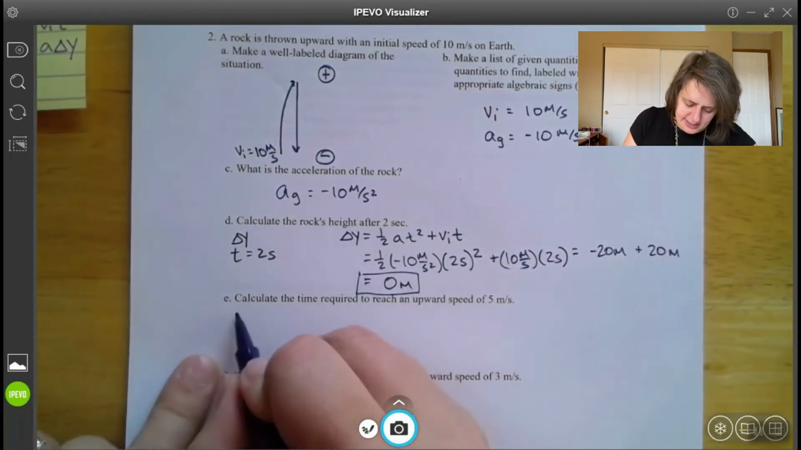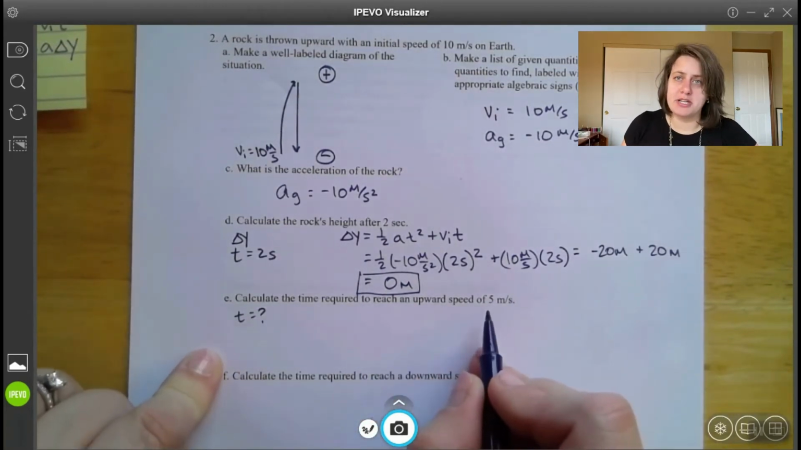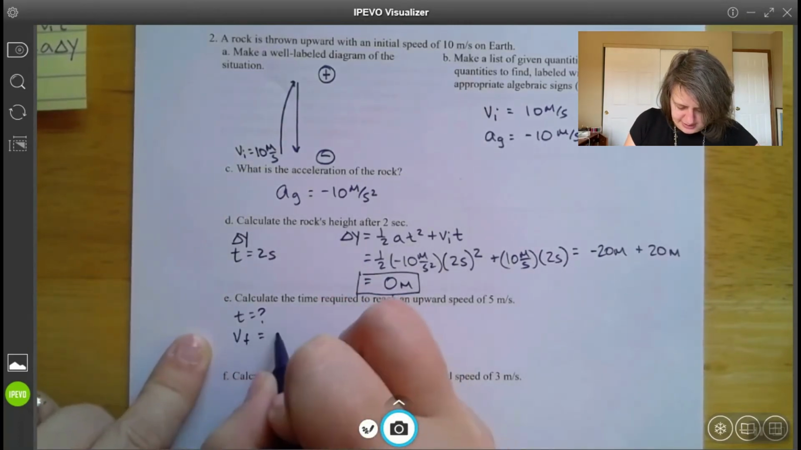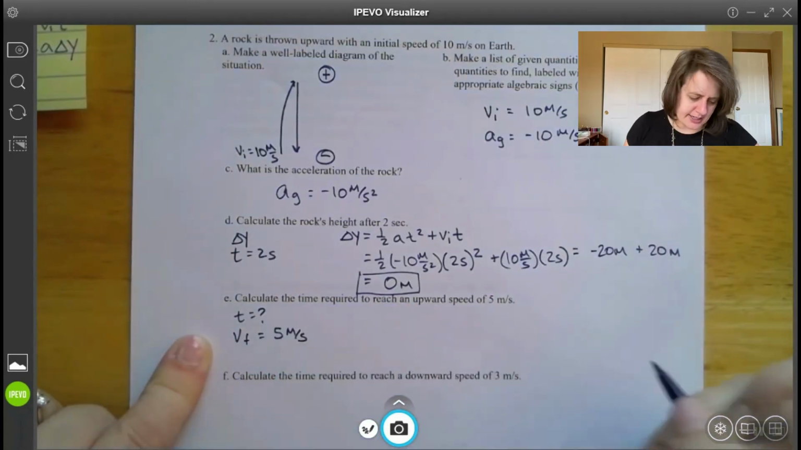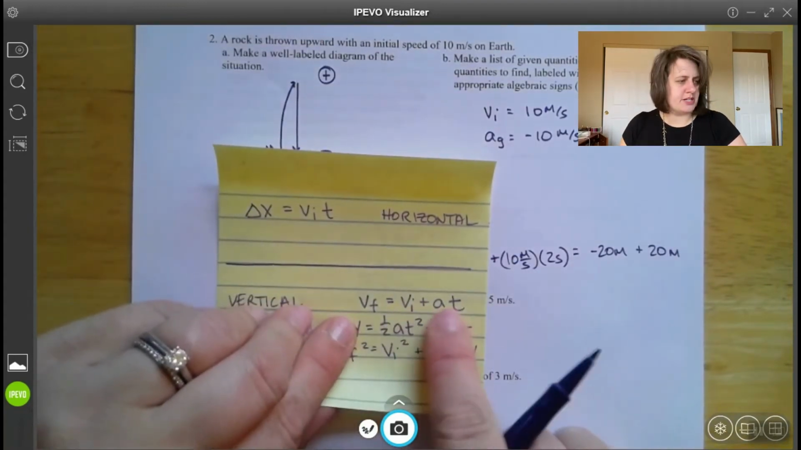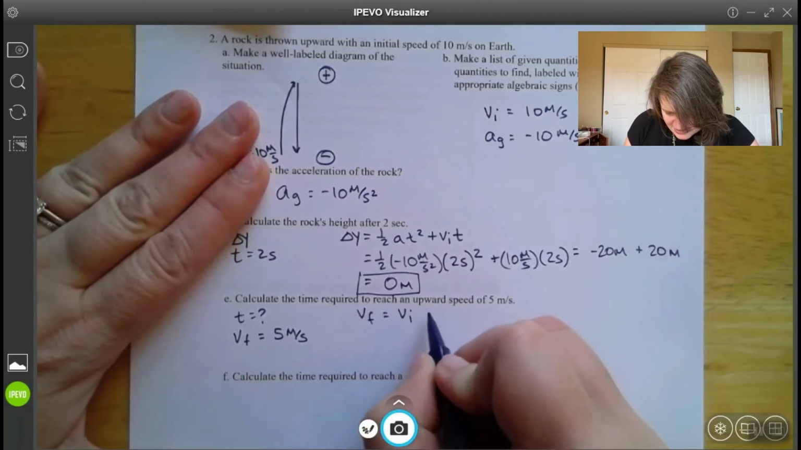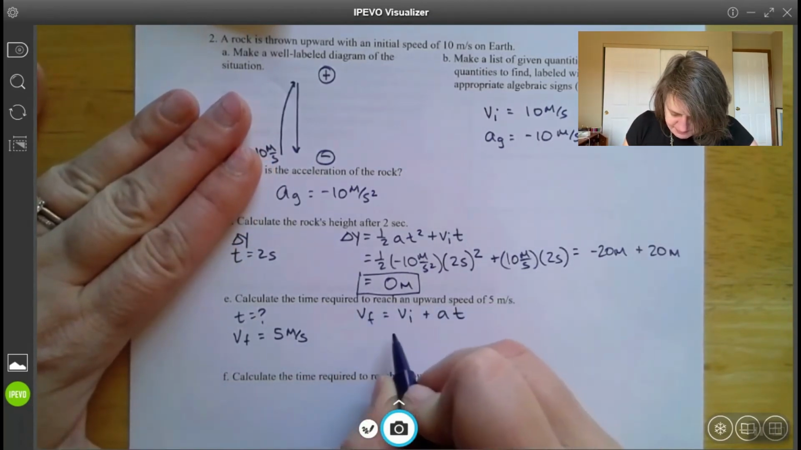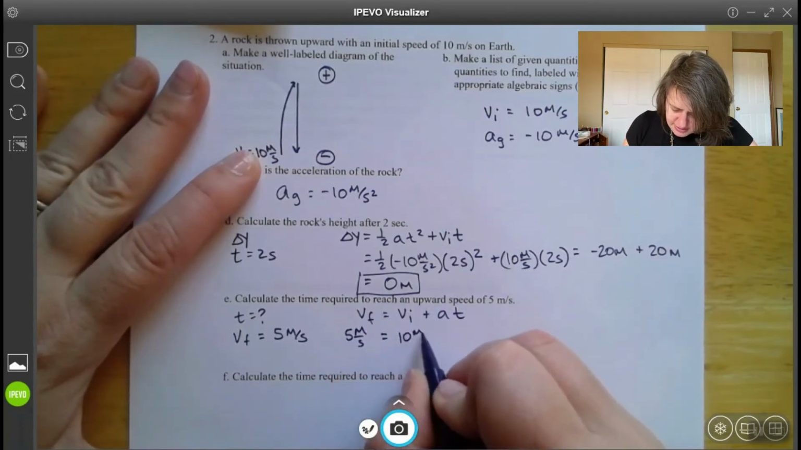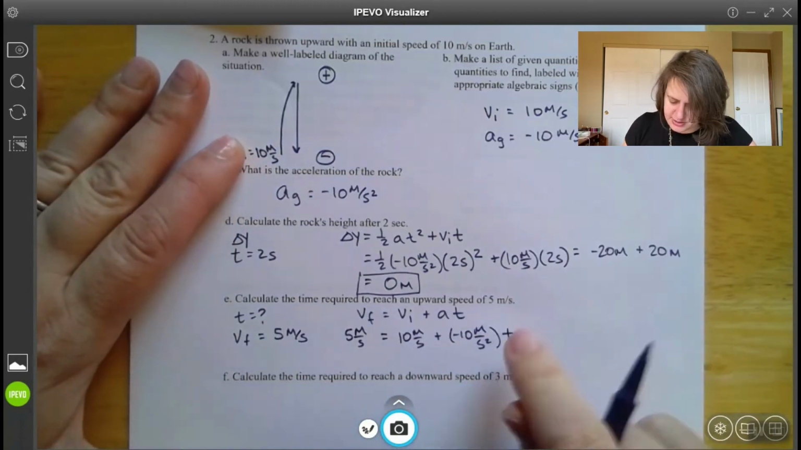Next, calculate the time required. So how much time did it take to reach an upward speed of 5 meters per second? So here it's lost half of its velocity. So we know our final velocity is 5 meters per second. In order to solve that, we're going to use our first equation on our sheet. Our final velocity equals initial velocity plus acceleration times time. Our final velocity is 5 meters per second. Our initial velocity was 10 meters per second. Our acceleration is minus 10 meters per second squared, and we want to solve for time.